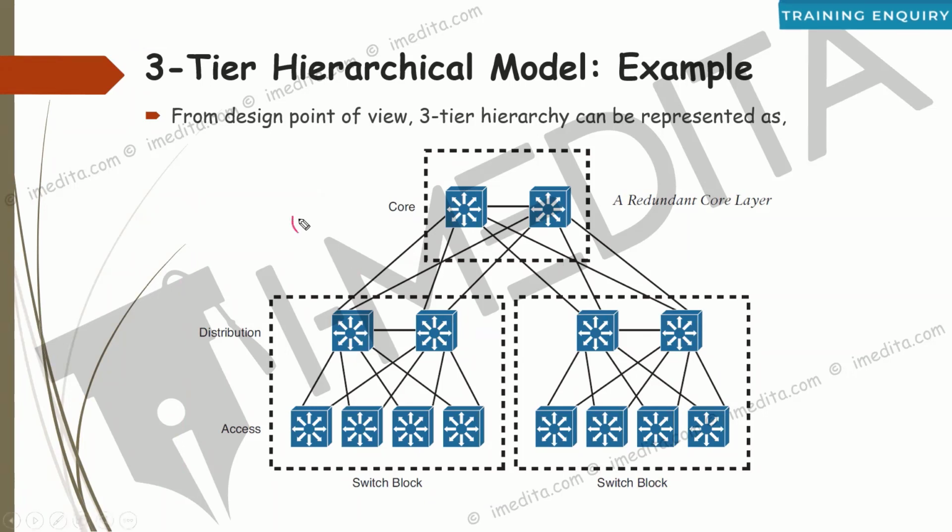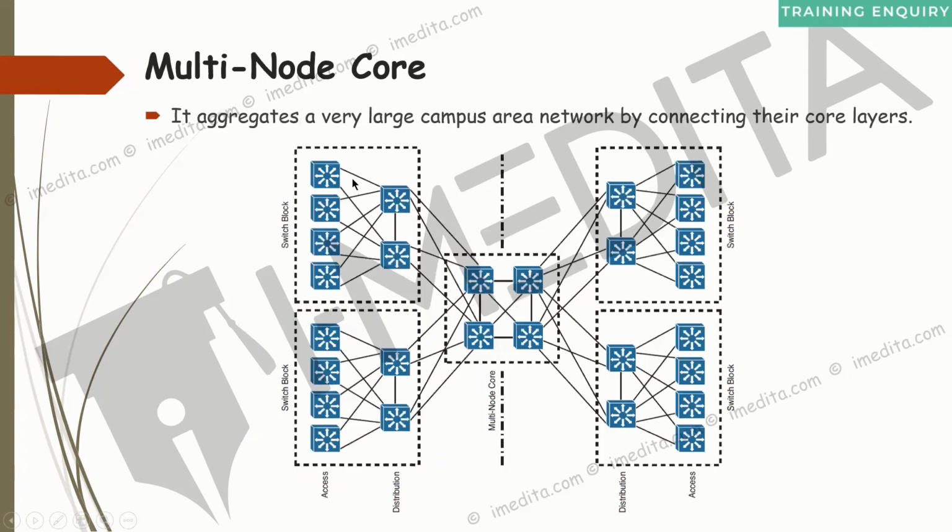But if your campus network is not that big, let's say you only have 1 building, you do not even have the second building, 3rd building, 4th building. So you just have, let's say, for example, this much. So you don't need to go for 3-tier. There's no need to go for 3-tier. You can also go for 2-tier design.